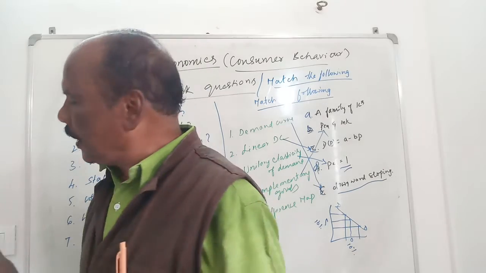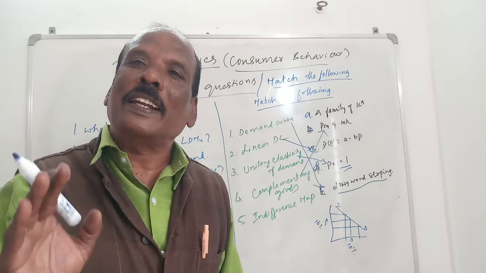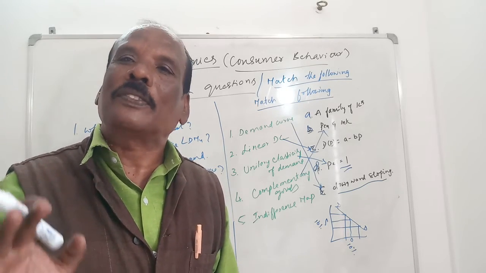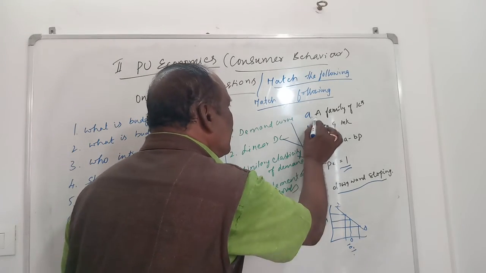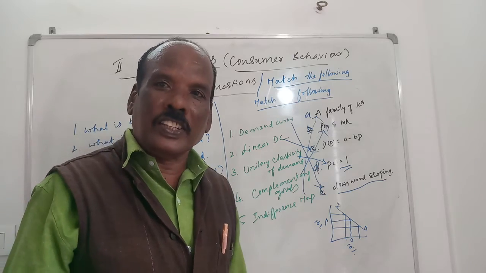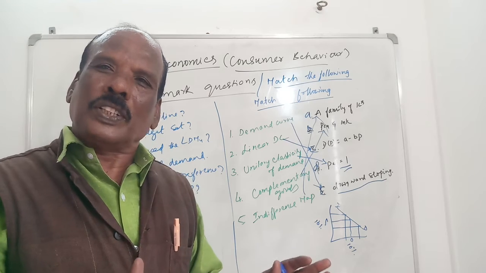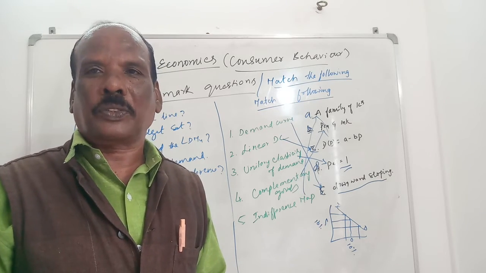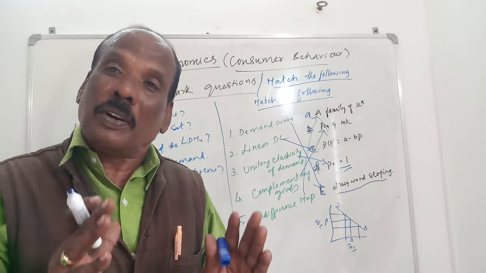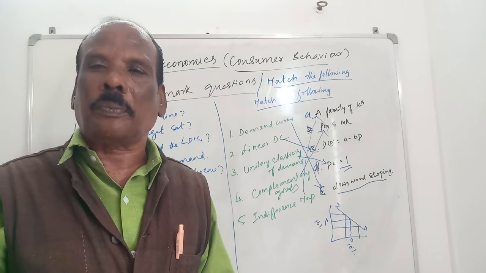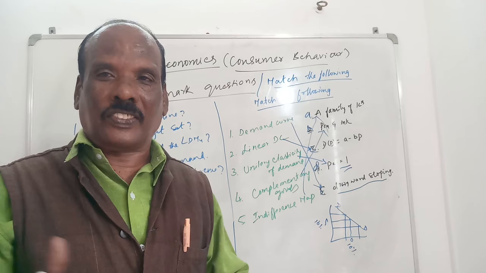Indifference map. We have answered here. What is indifference map? Indifference map is a family of different indifference curves which yield different levels of satisfaction. So here the map is a family of ICs, that is indifference curves. So very easy. These questions are likely to come in the examination. You see, consumer behavior is an important chapter. It's a laborious chapter, and it is a base for all other laws or theories.